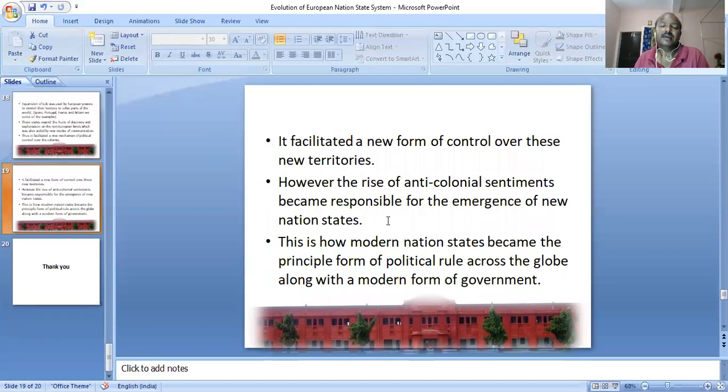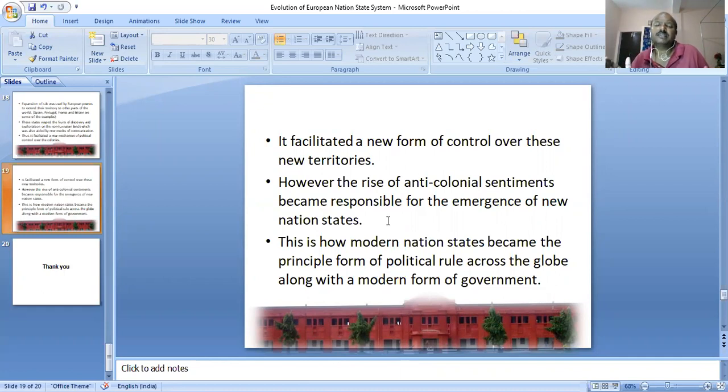And then finally, when we try to understand some of the concluding points: it facilitated a new form of control over these new territories, whatever territories we had acquired. And second, the rise of anti-colonial sentiments became very, very responsible for the emergence of new nation states. These anti-colonial sentiments were very, very important. And finally, this is how the modern nation state became the principal form of political rule across the globe, along with a modern form of government.